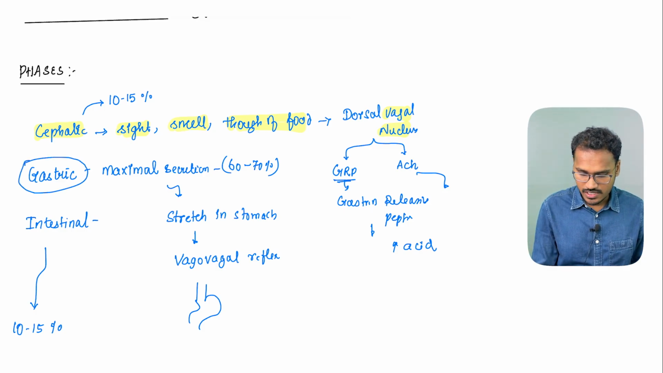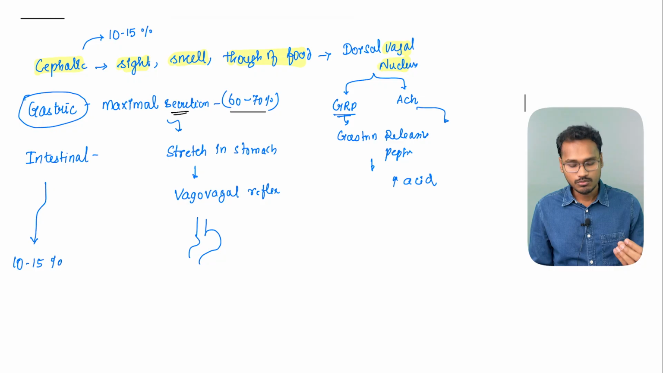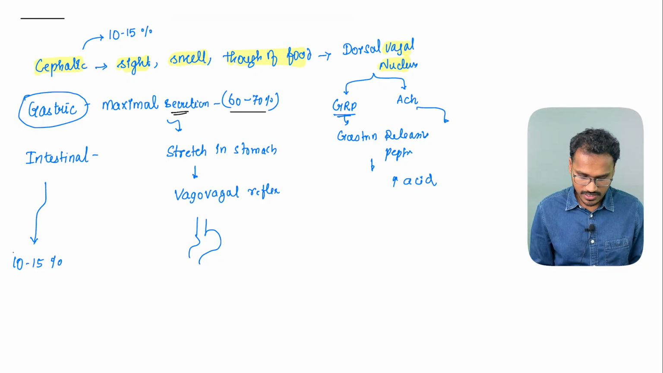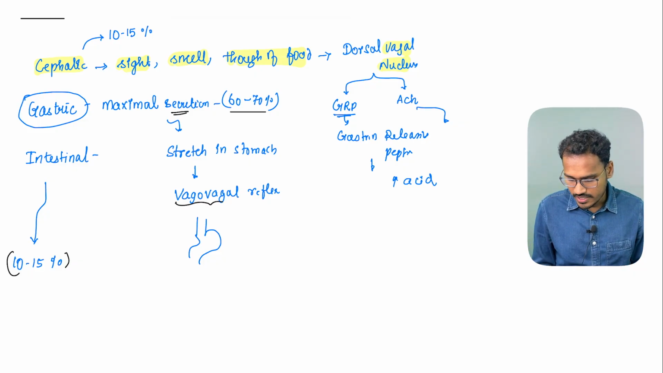What is this phase? When the food reaches the stomach, the maximum amount of HCl is secreted, that is around 60 to 70%, followed by a little bit in the intestinal phase wherein 10 to 15% is secreted. How is this gastric phase maximal secretion happening? It happens through the vagovagal reflex.